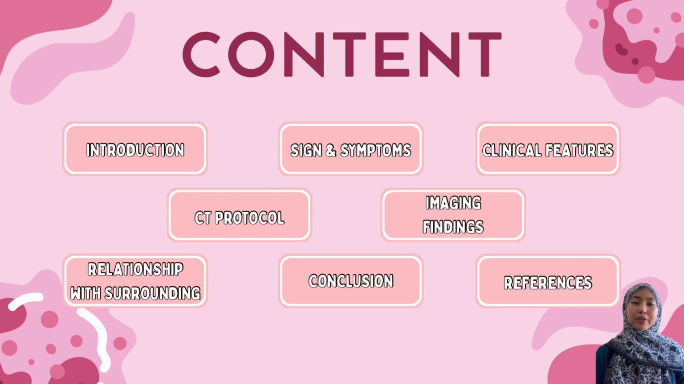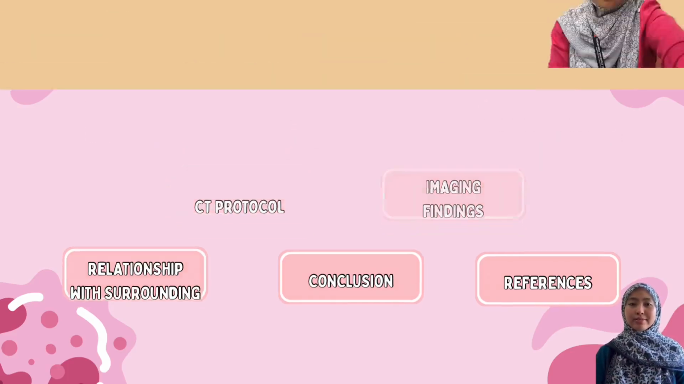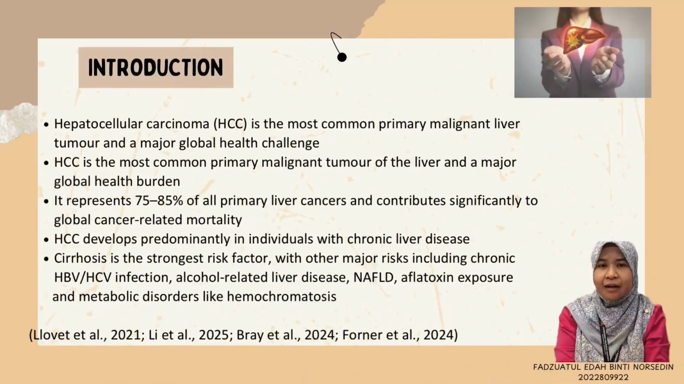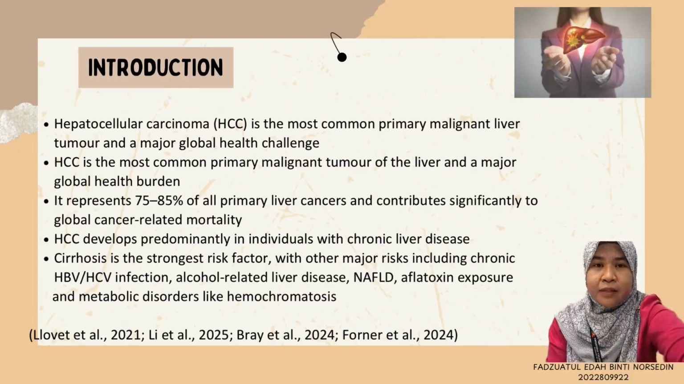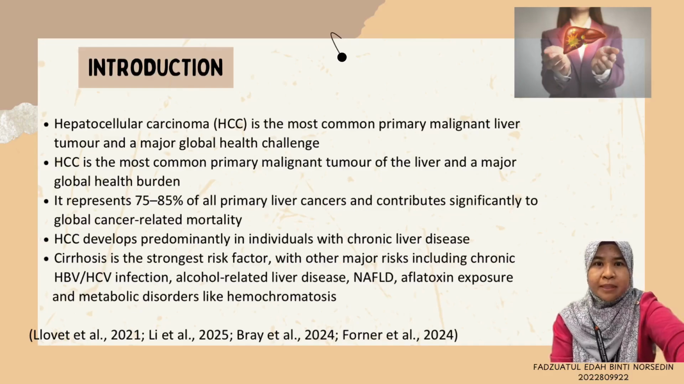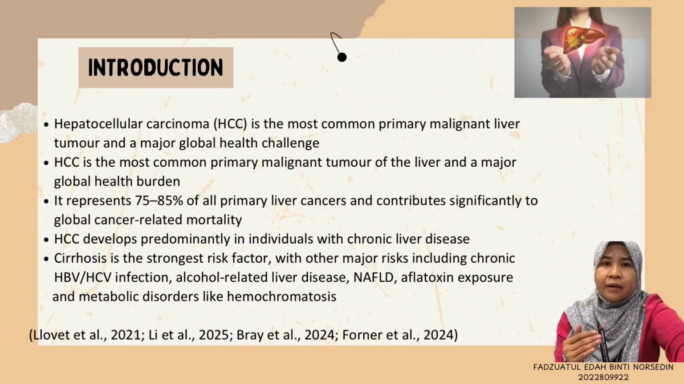Kaida, can you explain to us what HCC actually is and why CT is important in diagnosis? Sure, Nisa. Hepatocellular carcinoma, or HCC, is the most common primary malignant cancer of the liver. It arises from hepatocytes and accounts for about 75 to 85% of primary liver cancers. Most cases develop in people with chronic liver disease, especially cirrhosis.